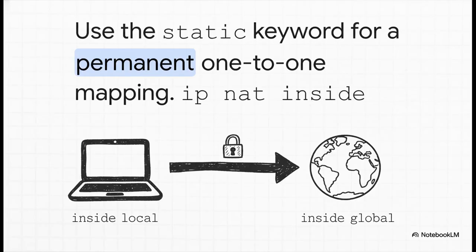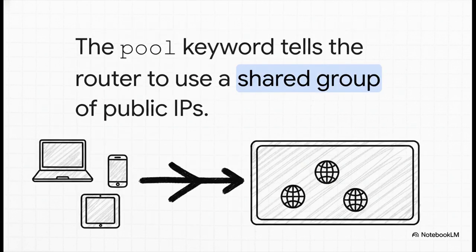All right, check this out. For a static NAT, the command is exactly what you'd expect. The keyword is static. You are literally telling the router to create a permanent, static link between this one private address and this one public address. Simple as that. Next up, Dynamic NAT.